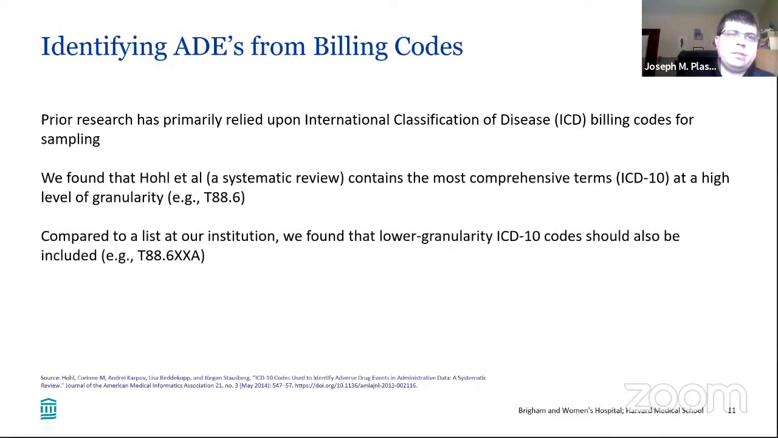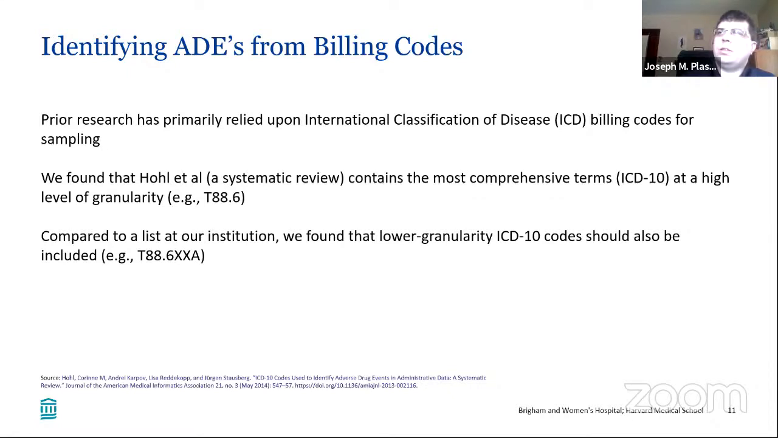Prior research in this area has suggested that clinical notes from patient encounters with certain International Classification of Disease billing codes, in this case ICD-10, are more likely to contain adverse drug events. We found that a systematic review by Hull et al. contained the most comprehensive list of terms at a high level of granularity. ICD-10 is a hierarchical terminology, so we compared this list to a list at our institution and found that the more specific terms that are lower in the hierarchy should also be included, because that's how they are stored in our electronic health record system.